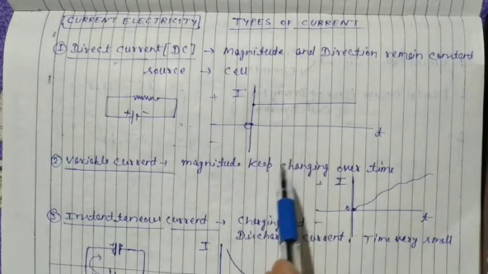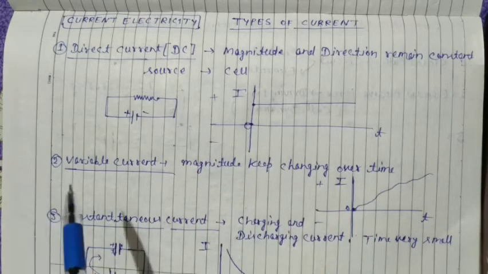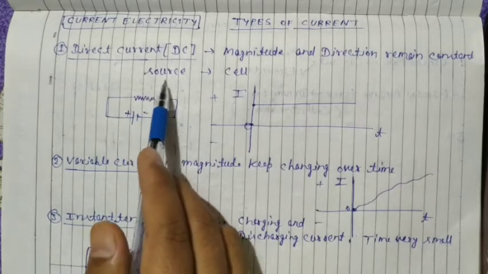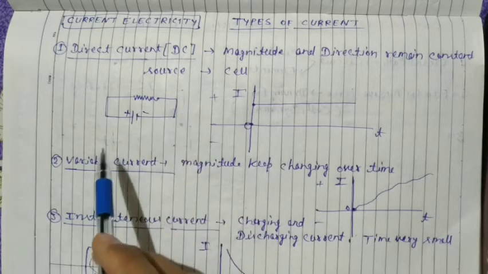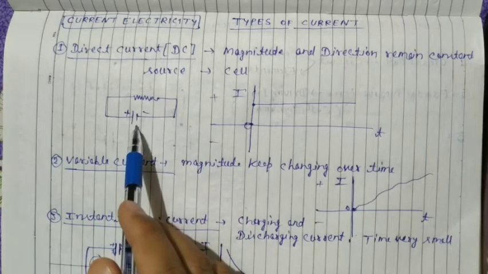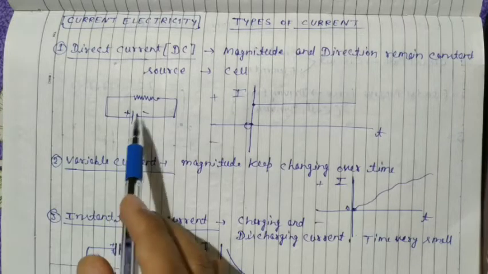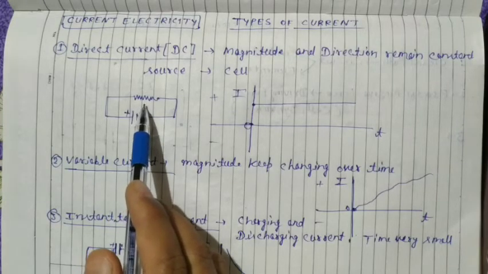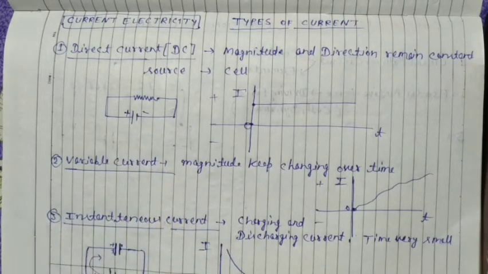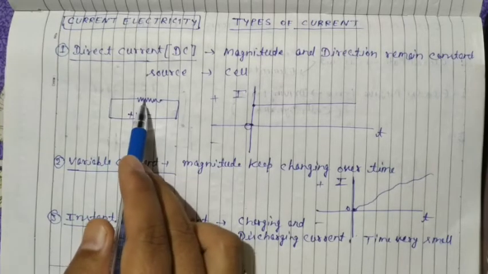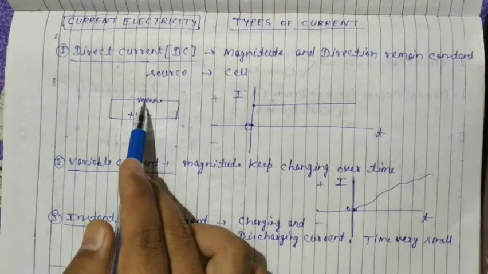This is DC current, and normally our source for DC current is a chemical cell. This chemical cell, if this is our bulb or machine, the current will keep on flowing here. Let's suppose every 1 second, there are 2 coulomb charges flowing.